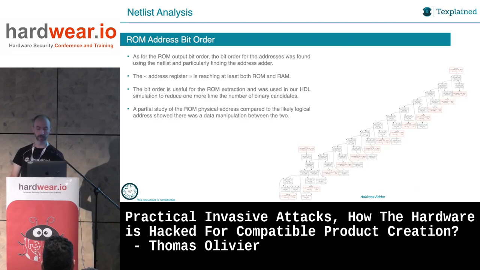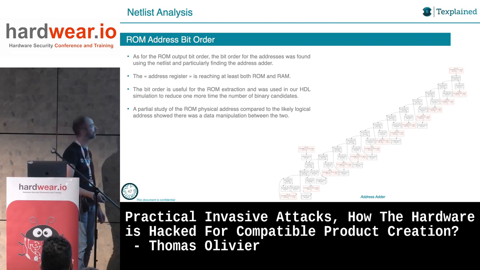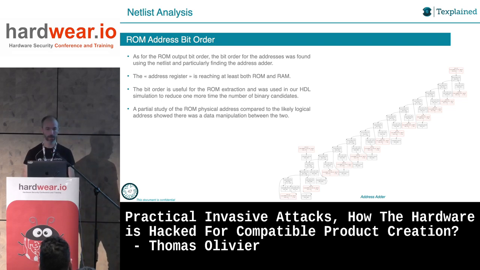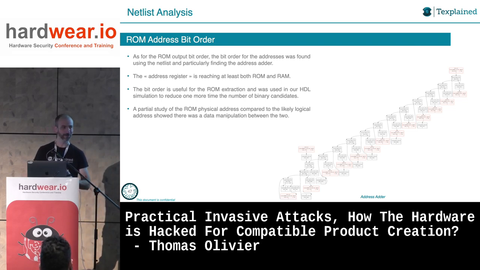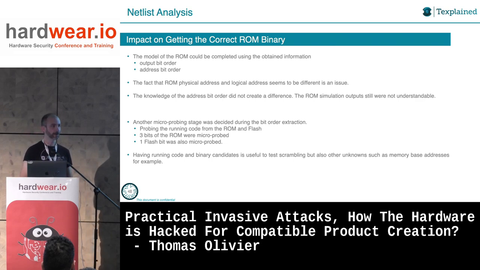And we did the same thing for the address, and here you can really see the signal propagating from the least significant bit to the most significant bit again, right? So bit order is known for the address, bit order is known for the data. So if I take the ROM model from before, we should have the right binary this time, okay?